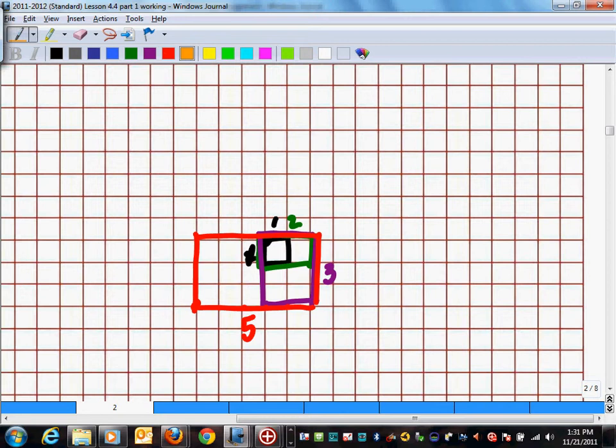Next one. 5 by what? What's the next number in the series? 8. So this is 5. Go this way. Now we're going to go up 8. 1, 2, 3, 4, 5, 6, 7, 8. This is 8.